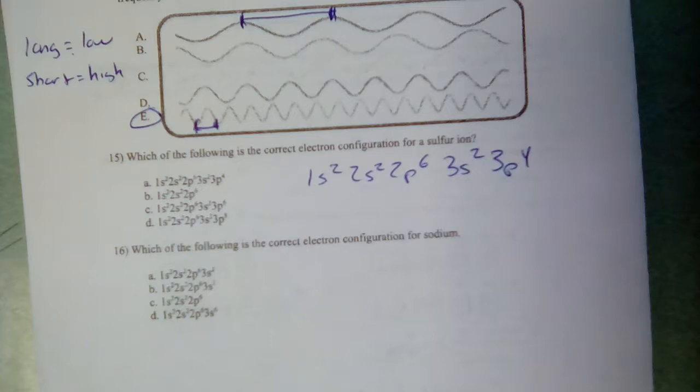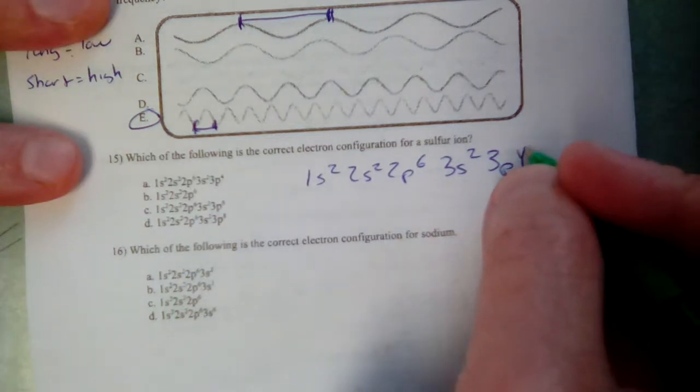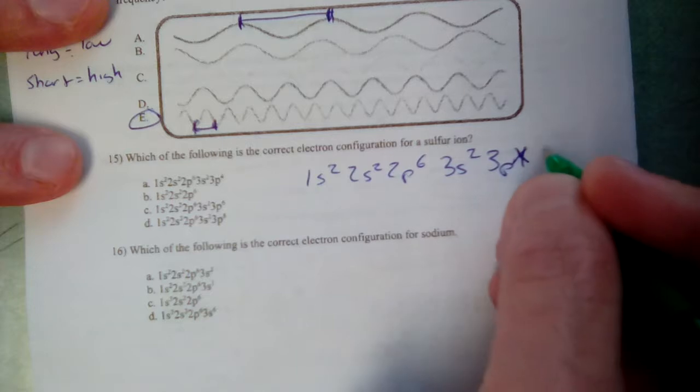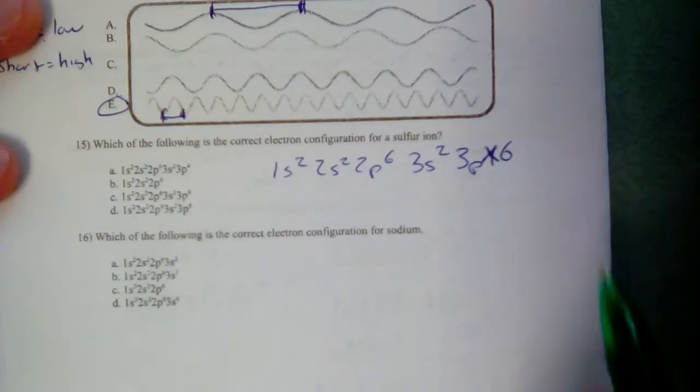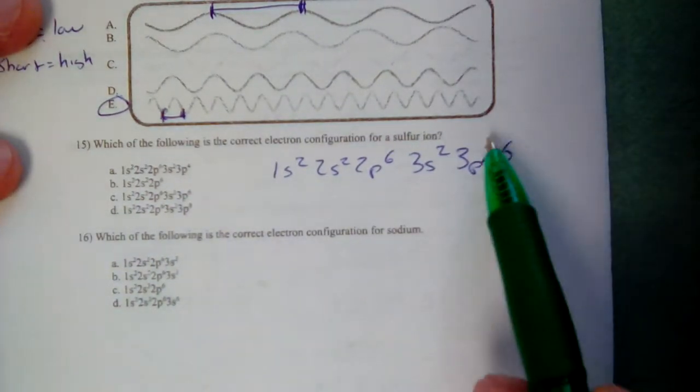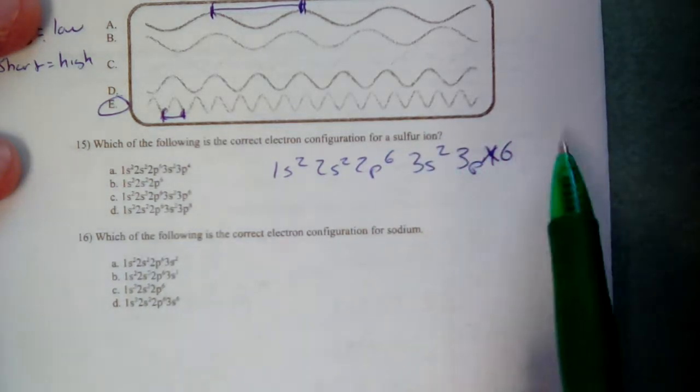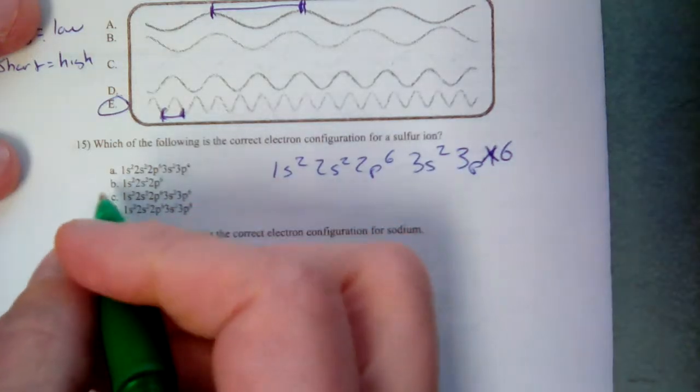Now, sulfur is in group 16, which means sulfur has 6 valence electrons. It's a nonmetal. And nonmetals want to gain electrons to become stable. They have to gain what they need to have 8. Sulfur has 6, it needs 2 more. If we were to add 2 more electrons to the configuration, it would go right here on the end, changing the 4 to a 6. Remember, in most cases, an ion is going to end in s2 and p6. So we're going to pick the one that matches that, which is C.